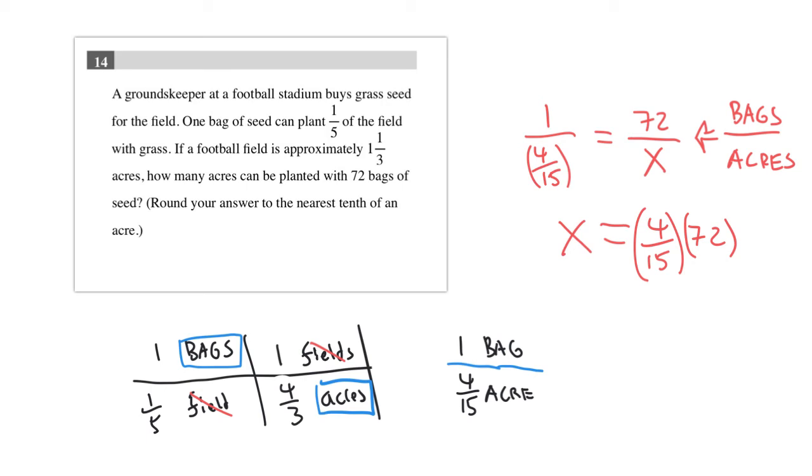In a sense, by just doing that single cross multiplication move, we immediately have x by itself, and all we have to do is multiply these two things together. So the question is, what is 72 times 4 divided by 15? So when you plug that into your calculator, that becomes 19.2. So they want to the nearest tenth of an acre, and we already have that. So it's 19.2 acres.